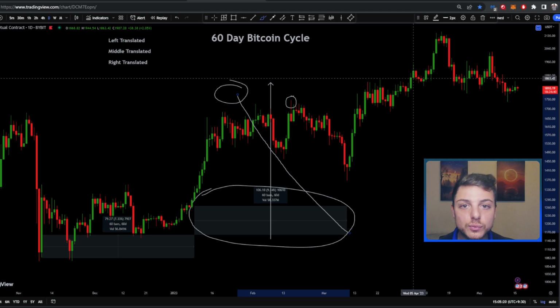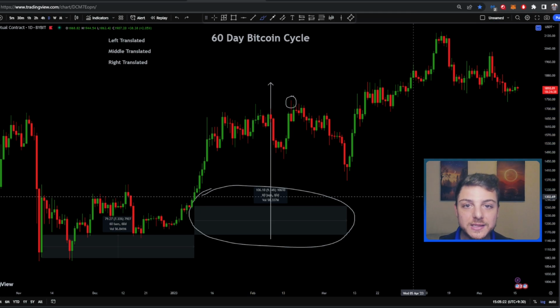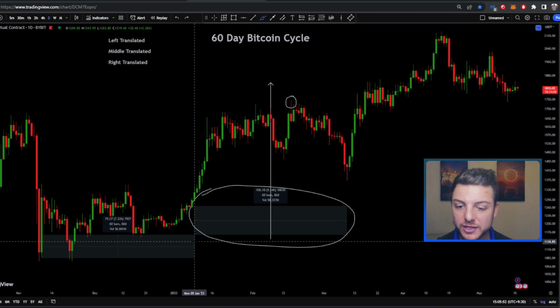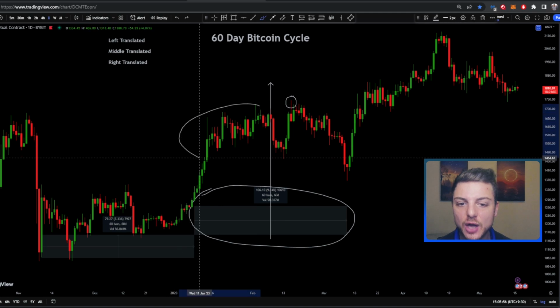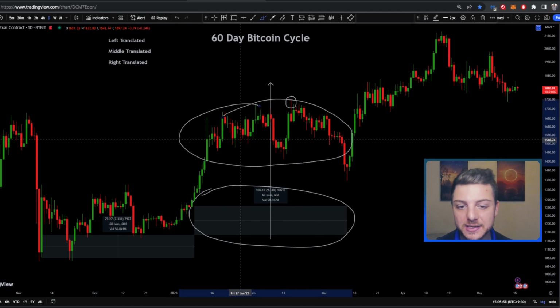But because this was right-hand translated, it's showing us that the next 60-day cycle has a high probability of then continuing to the upside, as we have been going for these last two 60-day Bitcoin cycles. Plus, you're also able to determine where the low in the price is going to occur. As soon as this 60-day cycle finished, you would draw the next 60 days in, as much as you wouldn't have seen any of these prices yet.